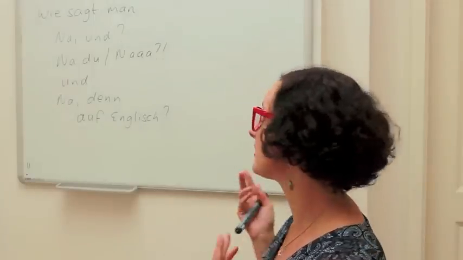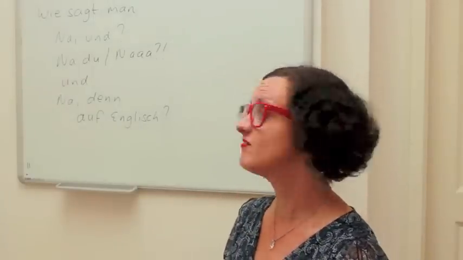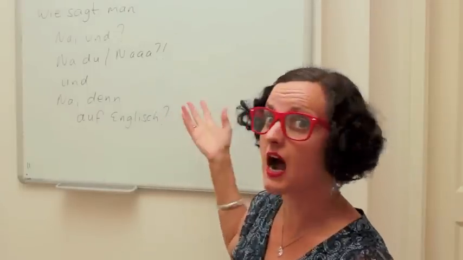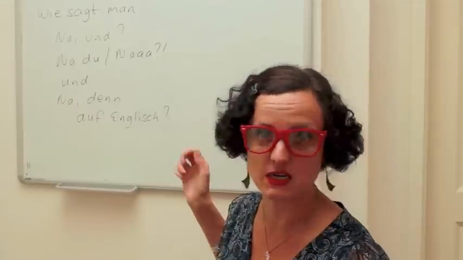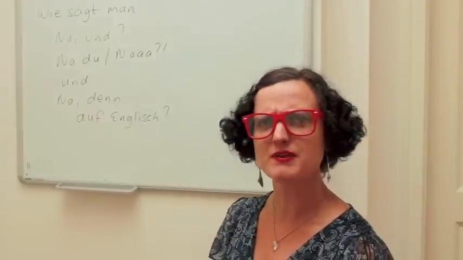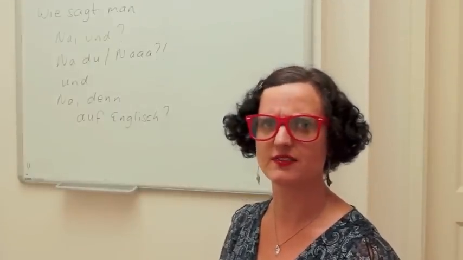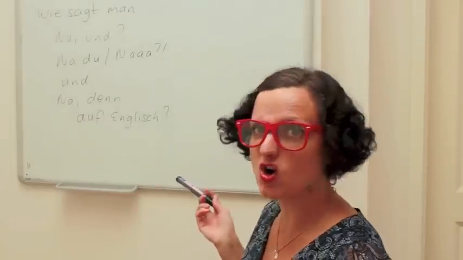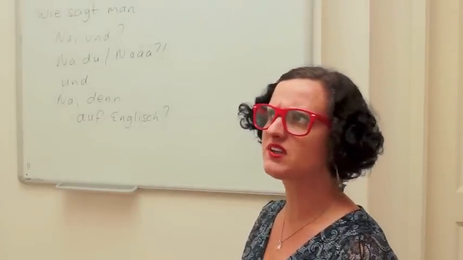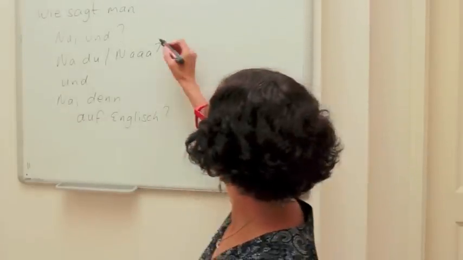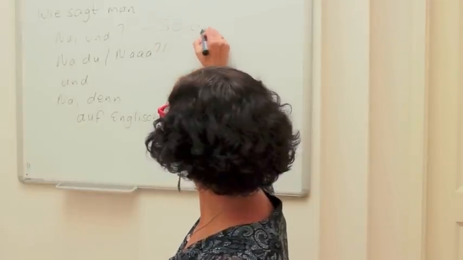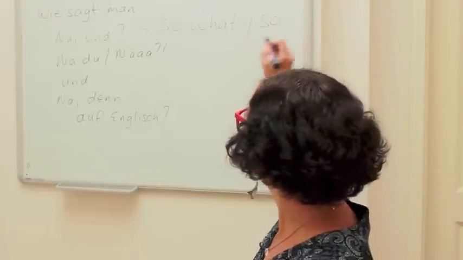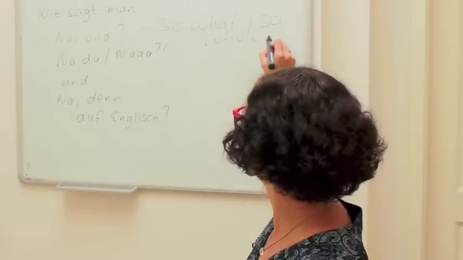I'm here today to describe the translations of a few typical German idioms and how we say these in English. So, wie sagt man na und, na du, na und na denn auf English? Let me give you a bit of context for each of these and then the appropriate English translation. So, na und, I would say the best translation is so what, so, or who cares.